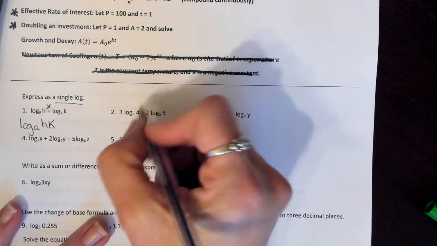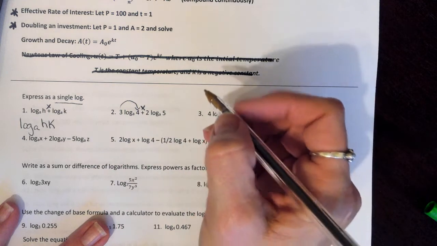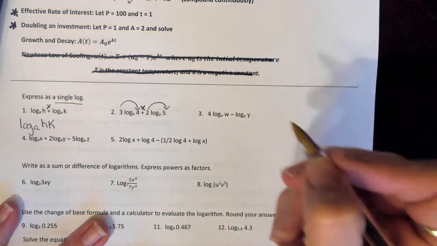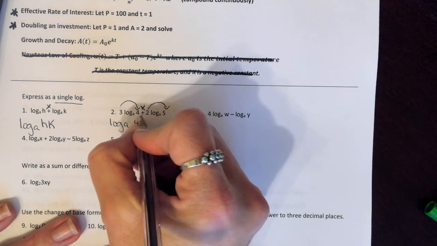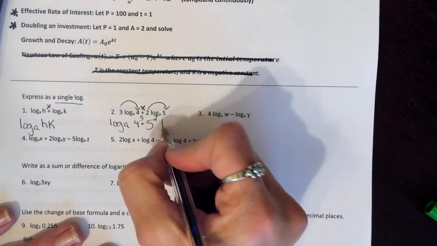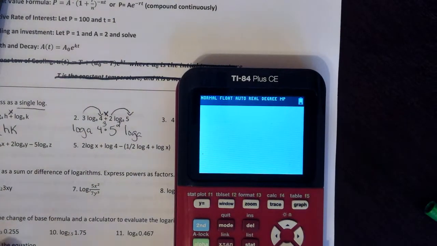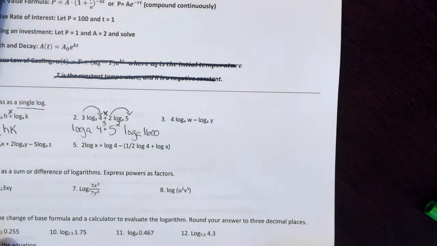On number 2, I see a plus sign, which means I'm going to multiply. I'm also multiplying by a number out front, which means it was a power. There's another number out front, which means it's also a power. Again, I write the log word one time, log base A of 4 to the third times 5 to the second. Now you might see the answer right there, or Miss Puckett may go a little bit further, and find out what is 4 to the third times 5 squared. So 4 to the third times 5 squared equals 1600. So log base A of 1600.